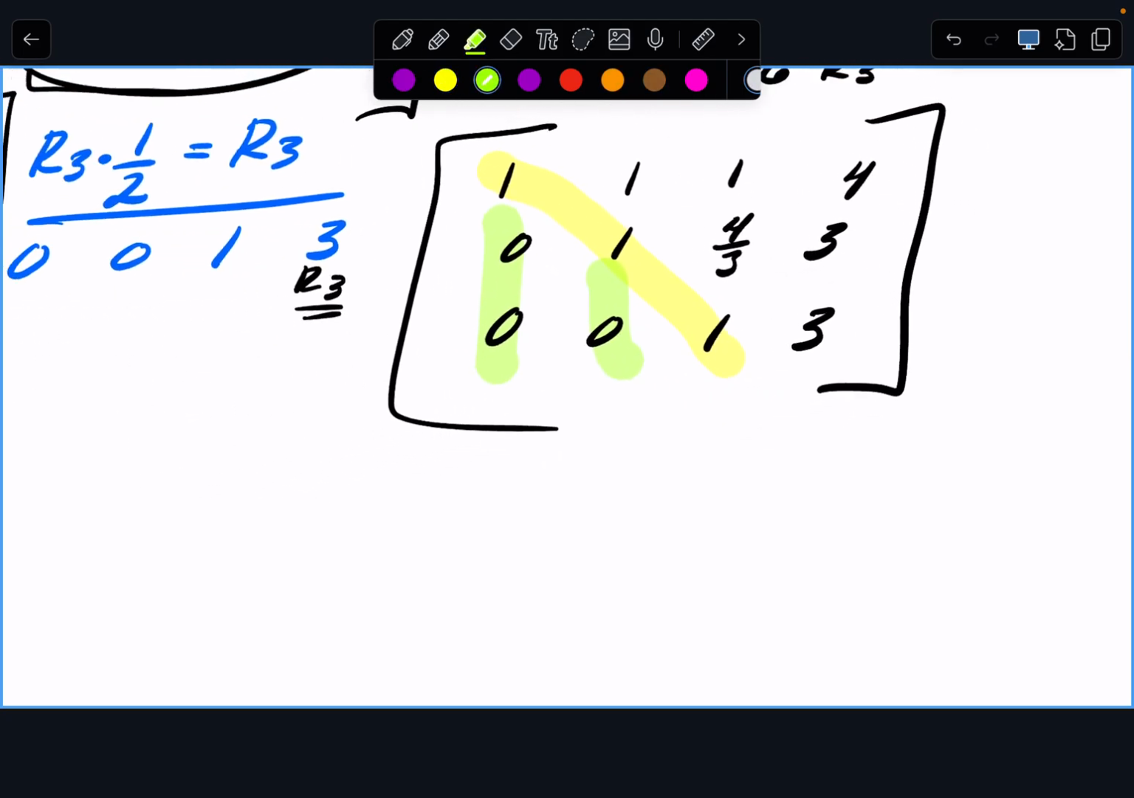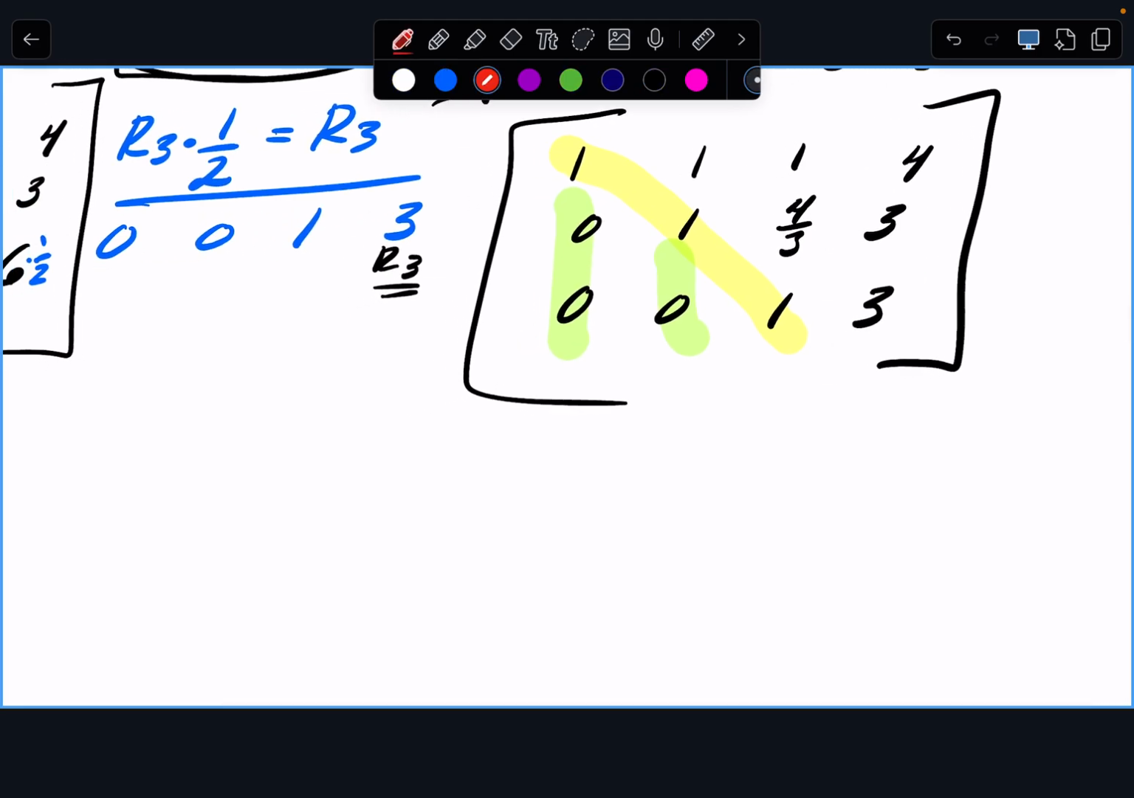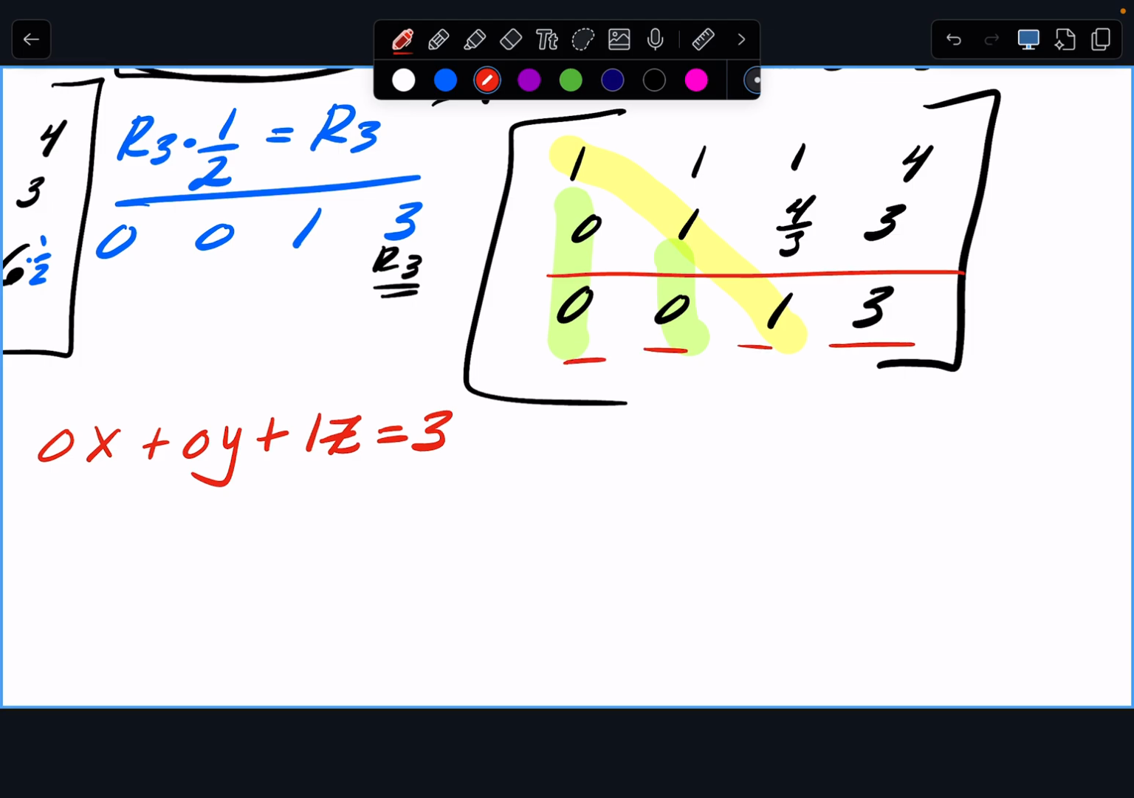Okay, now look, we actually can solve from here. So here's why. Look at the bottom. Work your way from the bottom upwards. What is the bottom statement? 0x plus 0y plus 1z equals 3. Isn't that what the bottom says? So what is that? Z equals 3. Cool.